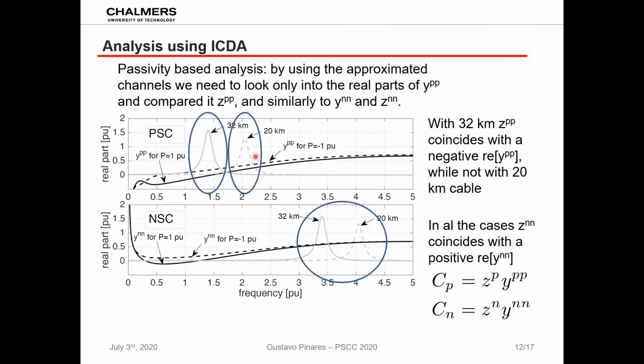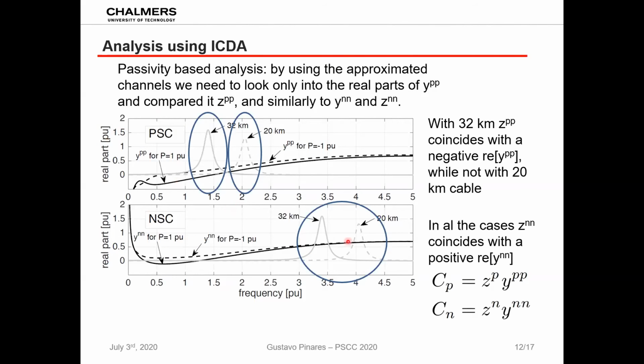And we can plot together also the resonances when we have 20 kilometers and 32 kilometers. When you have 20 kilometers, the resonance coincides with a positive conductance, which means that the resonance will be dissipated in the converter. But when we have a 32 kilometer cable, we see that the resonance coincides with a negative conductance region when the converter is injecting 1 per unit, which means that there is a risk that the resonance becomes amplified.